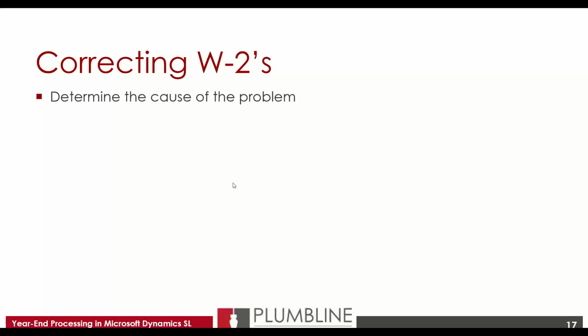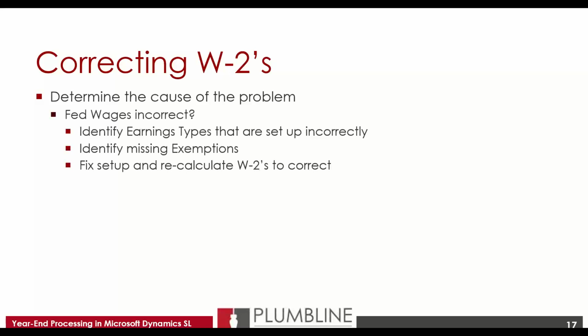So if you do determine that there are corrections that need to be made to the W-2s, we will first want to try to determine what is causing it to be incorrect. There are several potential causes for that sort of thing. If the federal wages are what appear to be incorrect, I'd suggest taking a look at your earnings types, to see if maybe something was incorrectly set up there. Also look at exemptions that should exist and make sure that there's nothing missing there. Now, if any items are found, you would want to correct the setup of them and then go back and rerun the W-2 calculation process and review the amounts again.